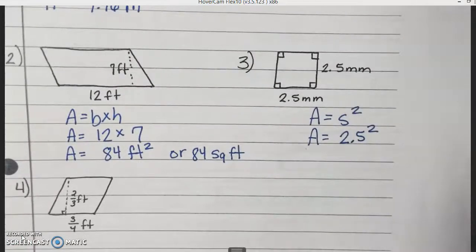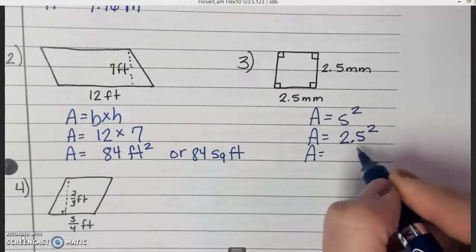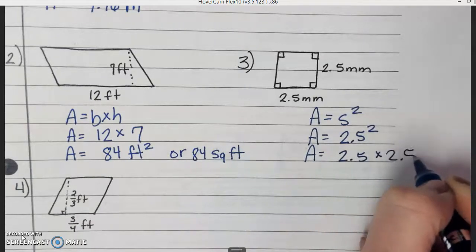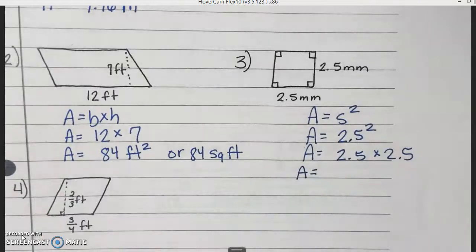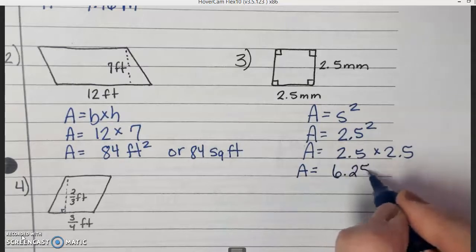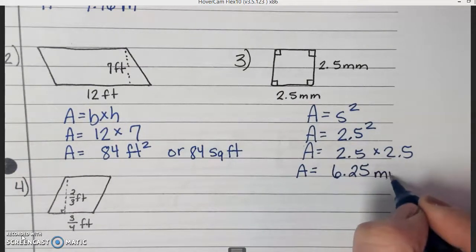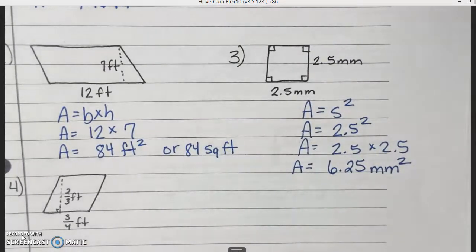So what does that mean? What would this actually be the same as? 2.5 times 2.5. But you're multiplying. 6.25. Remember, you're multiplying. So then what would my units be? Squared millimeters or millimeters squared?